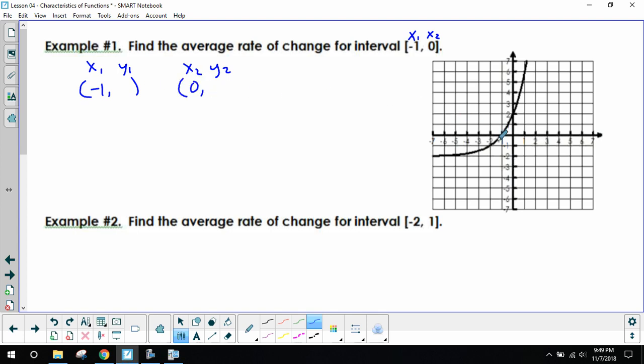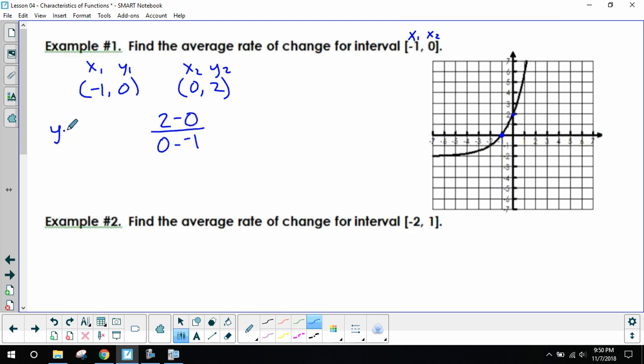So if you look at y1, x1, it's -1. It's right there. So the y is 0. If you go to x2, which is 0, go up to the line, it's at 2. Follow the formula from the previous page. We're going to go 2 minus 0 all over 0 minus -1. That's part of the formula.